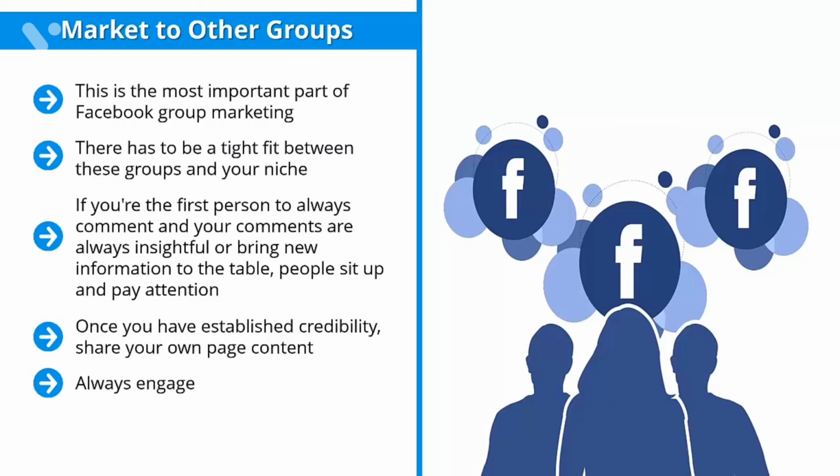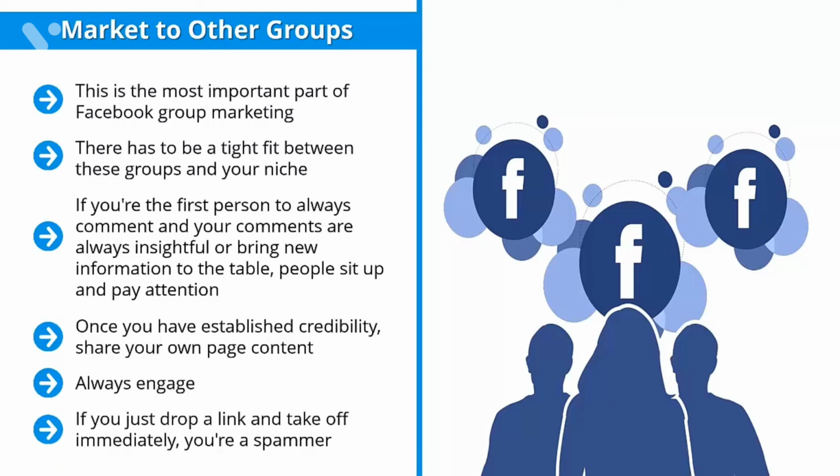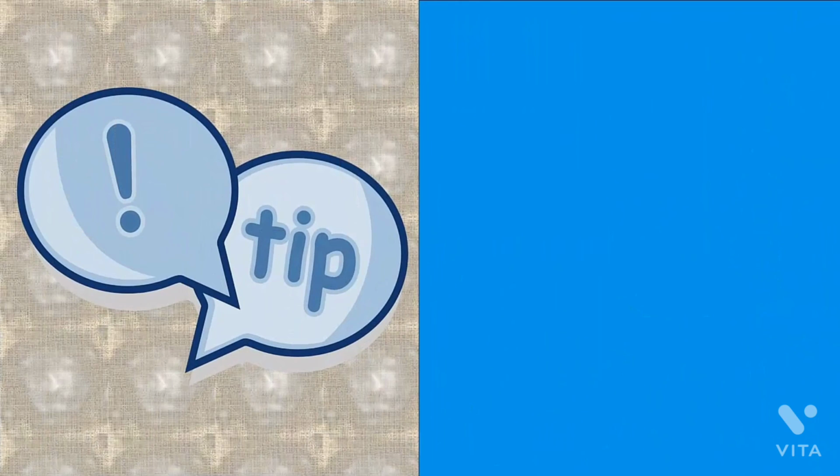Always engage. When people comment on what you post, reply. They might be haters, they might be critics, but it doesn't matter, reply anyway. This conditions the mind of your readers that you are approachable, accessible, and you actually want to help people out. If you just drop a link and take off immediately, you're a spammer. You're not a community member. You're obviously not somebody who's there to add to people's knowledge and bring value to their lives.